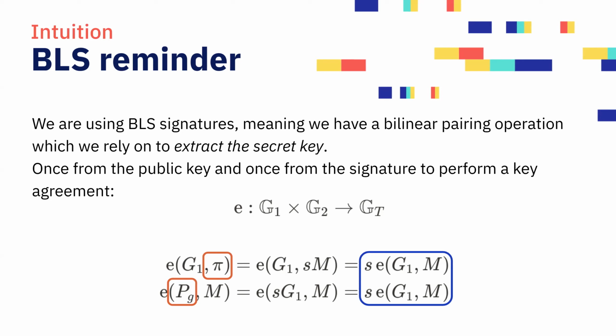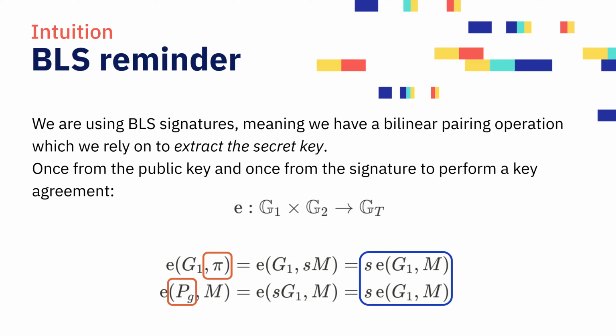And now, to verify it, I need to compare it with the pairing of the public key of the group, PG, which is a point on G1, and the message. So that is equal to the pairing of the secret times G1 and the message. And again, by bilinearity, I can extract the secret S out of the pairing, and that is equal to the secret times the pairing of G1 and M.